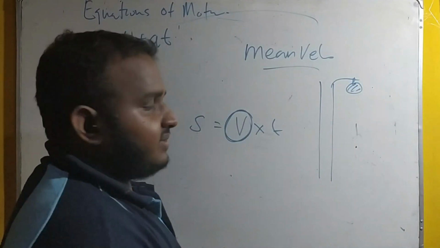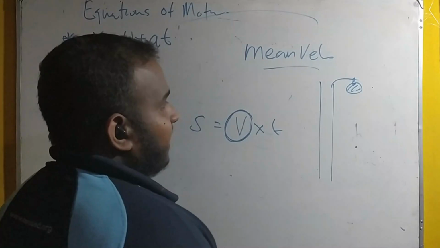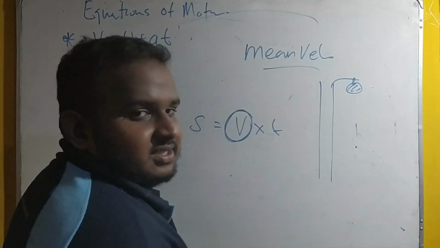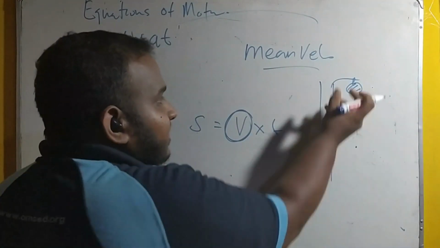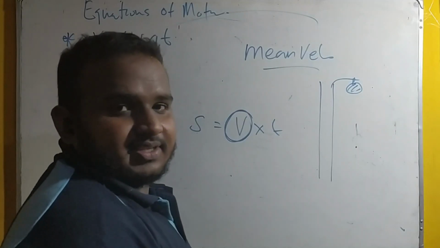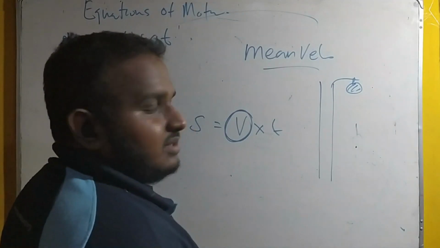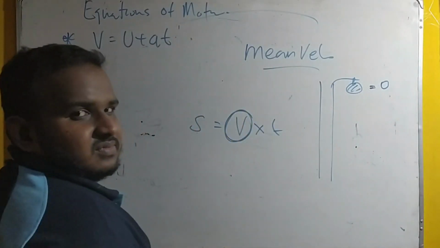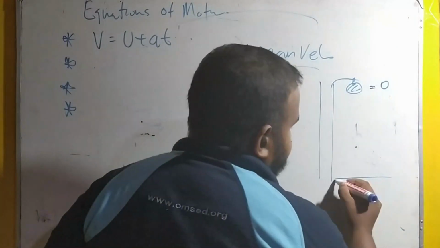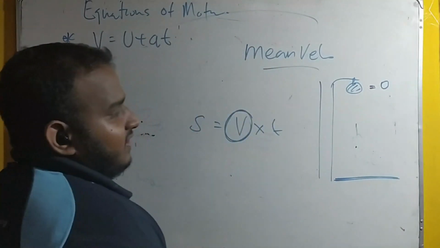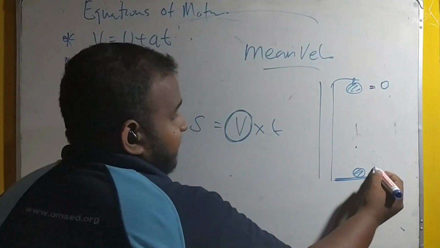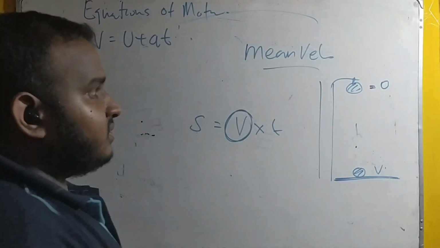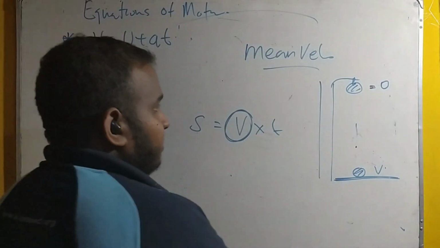There's an apple on a tree, and all of a sudden this apple detaches. Detach means it's removed from its tree. Whenever it's removed, you know that the initial velocity will become 0. The final velocity, let's say it is v.